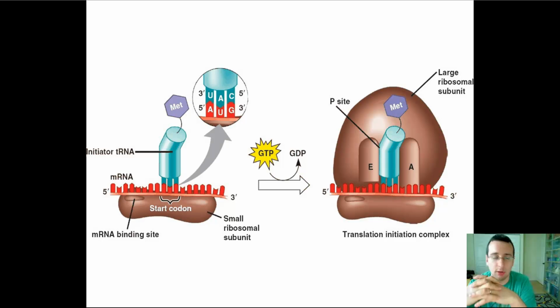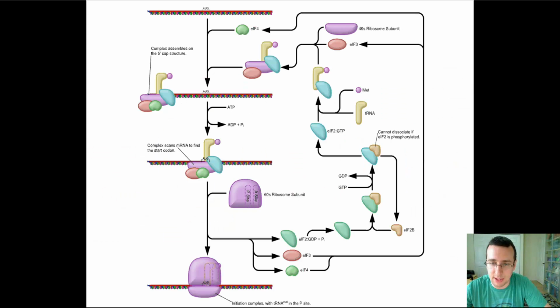the large subunit will then attach itself to the top of the whole complex, and you're going to have what's called the translation initiation complex, with methionine sitting on the P site, or the peptide bond site, of the actual ribosome. And the E site and the A site will be empty.